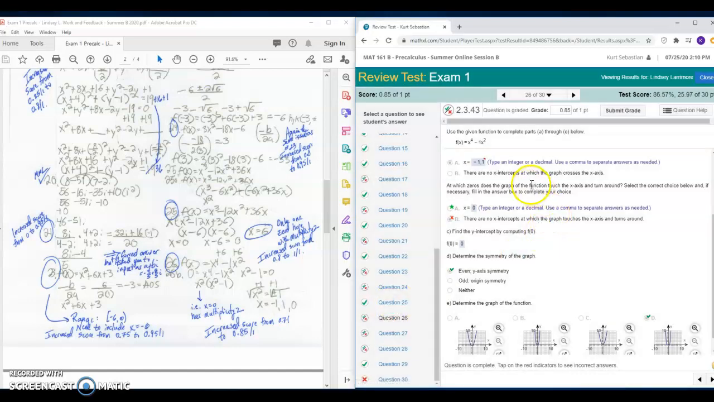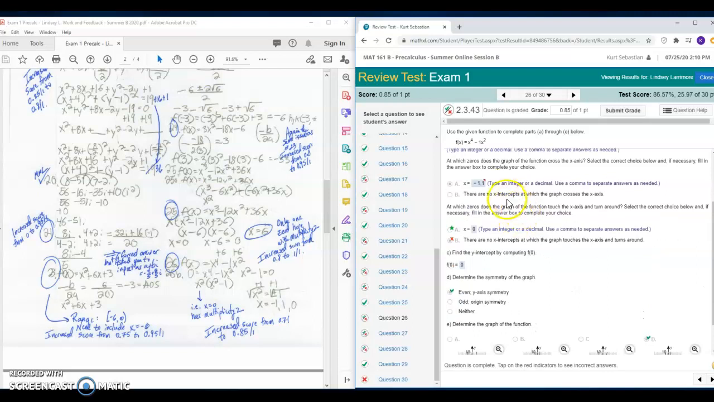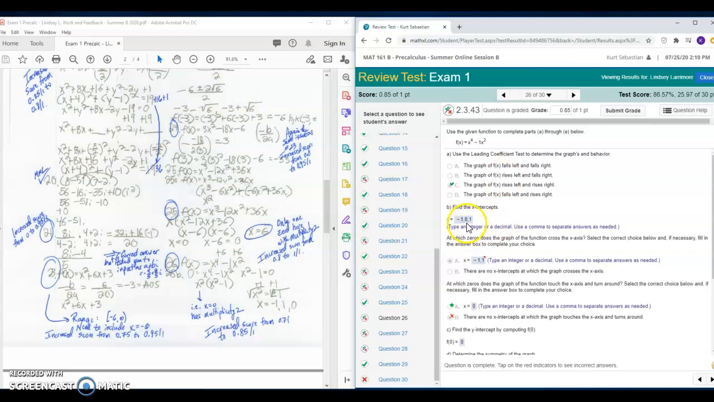All right, so 26, if we want to find the zeros here, it says use the given function to complete parts A through D. So you got A correct. You got the x-intercepts, which are the same thing as the zeros, correct? Okay, now at which zeros does the graph of the function cross the x-axis? The problem is this x equals 0 has a multiplicity of 2. You included that as having only a multiplicity of 1, which means it would cross the x-axis. But notice that x squared, this 2 here, means that x equals 0 has a multiplicity of 2.